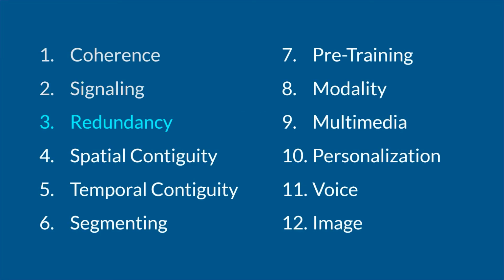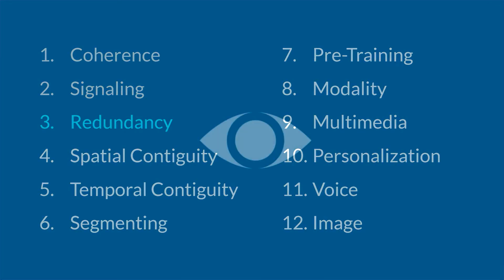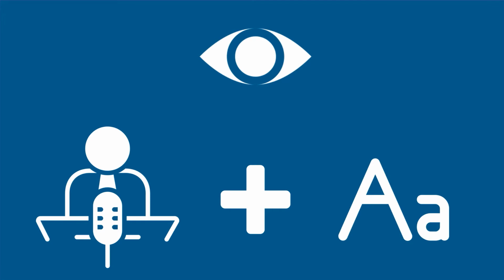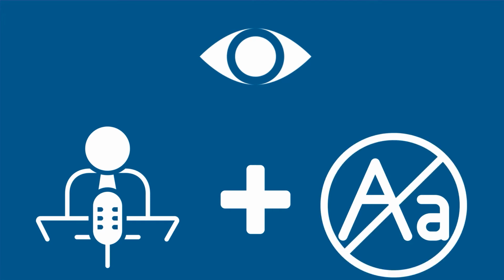Third is the redundancy principle. According to this principle, people learn better from narrations and graphics or animations when text is not present. In other words, narrating a graphic or animation is enough, but adding text into the graphic or animation that is being narrated adds extraneous processing and therefore inhibits learning.